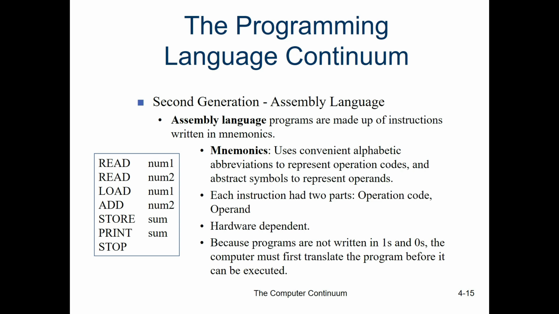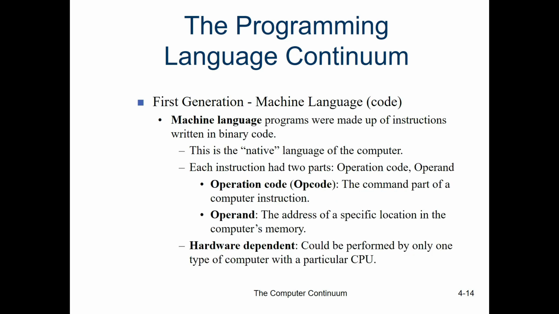Now, second generation, now first generation. Let's discuss a little more about first generation languages. First generation is obviously the machine language code. These programs were made up of instructions written in binary code. That's also called a native language, and it uses two instruction parts.